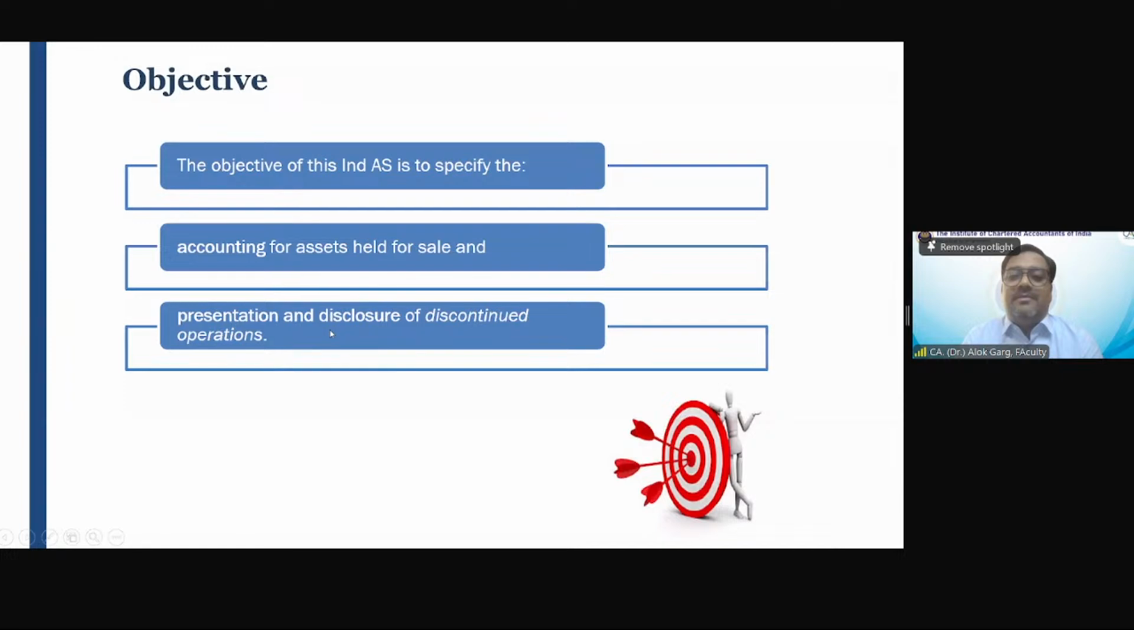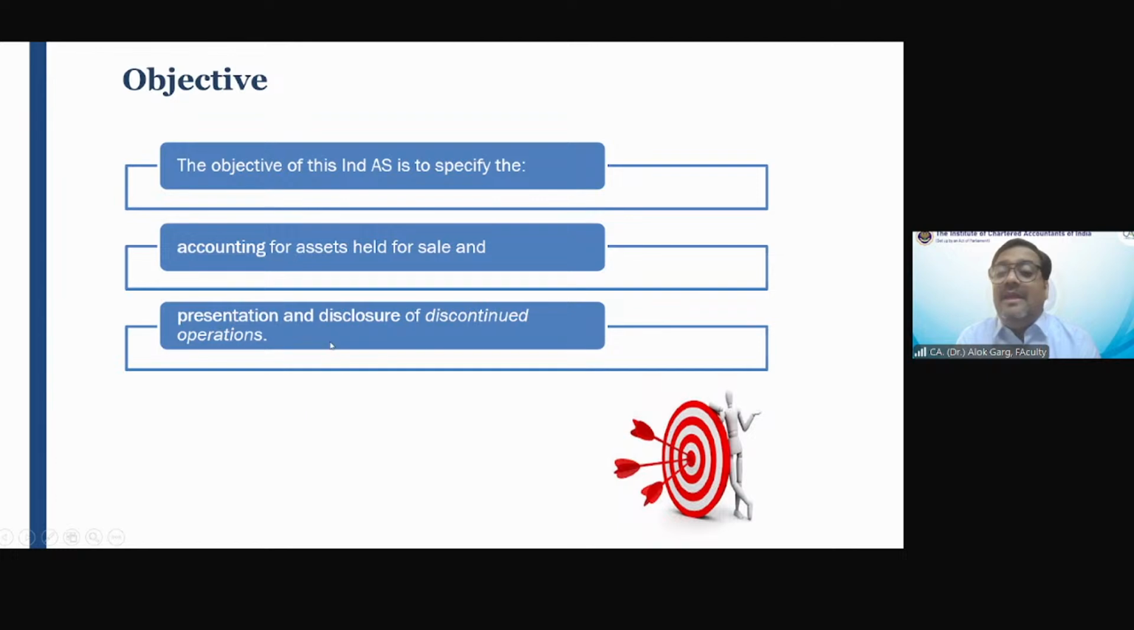And this standard talks about the presentation and disclosure requirements of discontinued operations, right? So for discontinued operations, this standard has not suggested recognition and measurement. This standard has suggested presentation and disclosure only, right? So please bear in mind, please keep this in mind. This standard talks about the entire accounting, recognition, measurement, presentation, disclosure, for assets held for sale. But for discontinued operations, this standard provides some additional disclosures, right? Sir, discontinued operation means why has accounting not been explained?